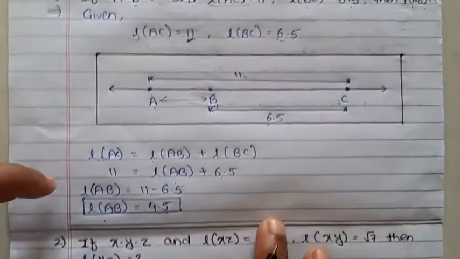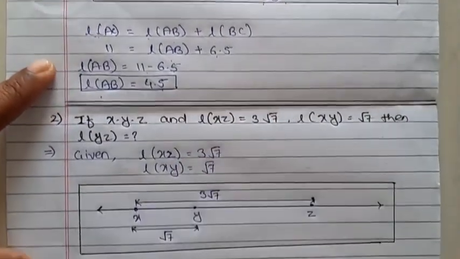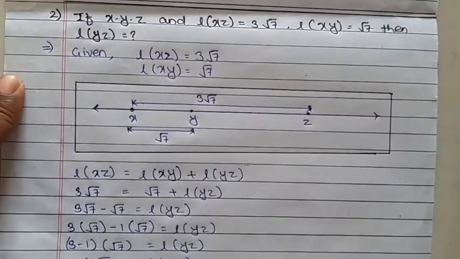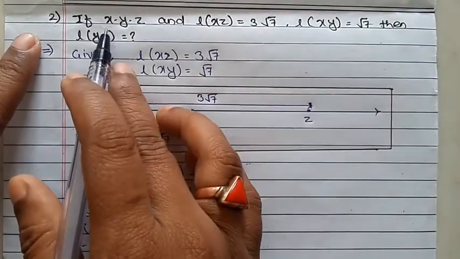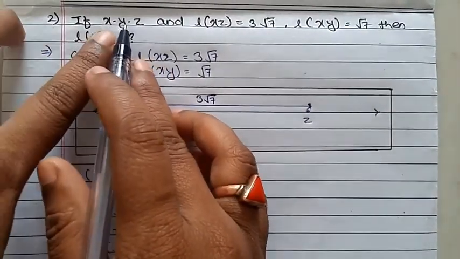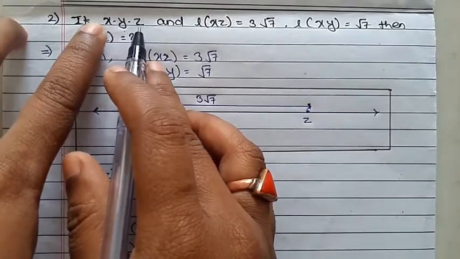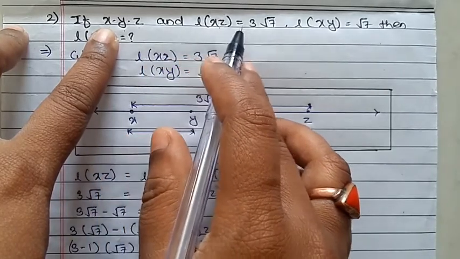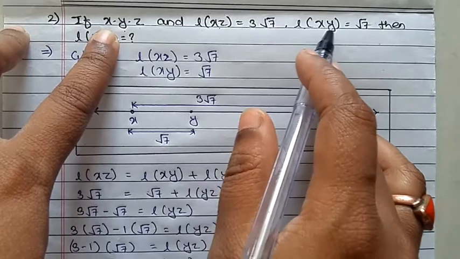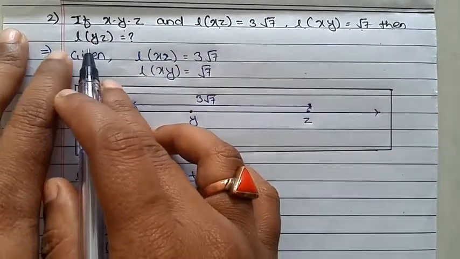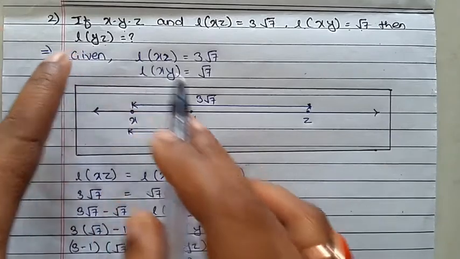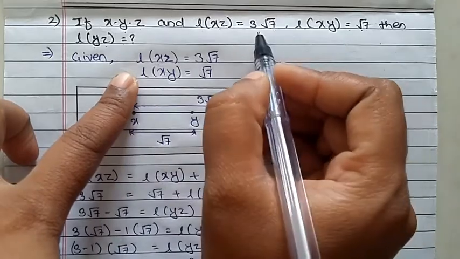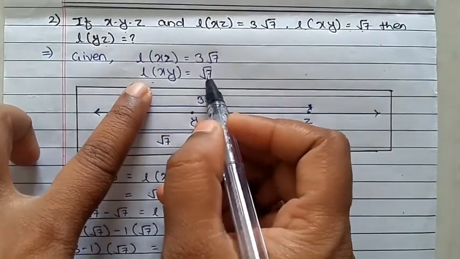Next we have to solve your next question, question number 2. X, Y, Z, so Y is between X and Z. Length of XZ is equal to 3√7, length of XY is equal to √7. Then find the length of YZ. Write down the given terms as it is: length of XZ is equal to 3√7 and length of XY is equal to √7.